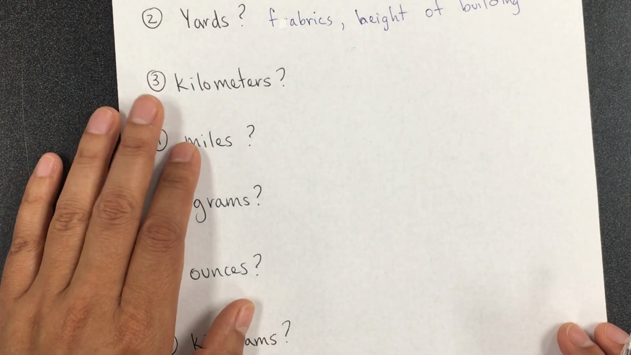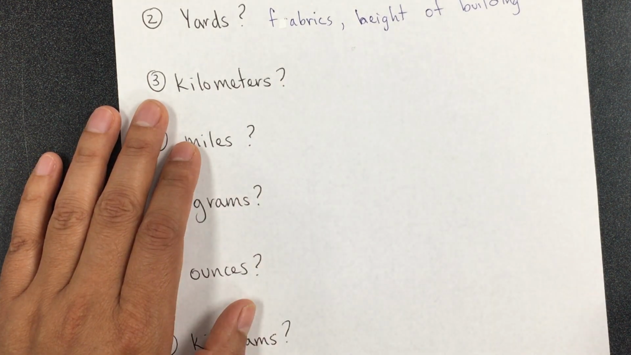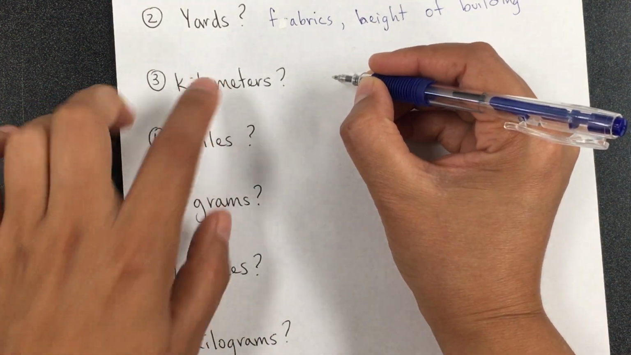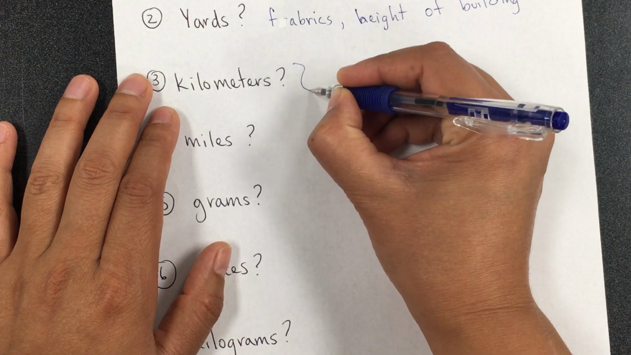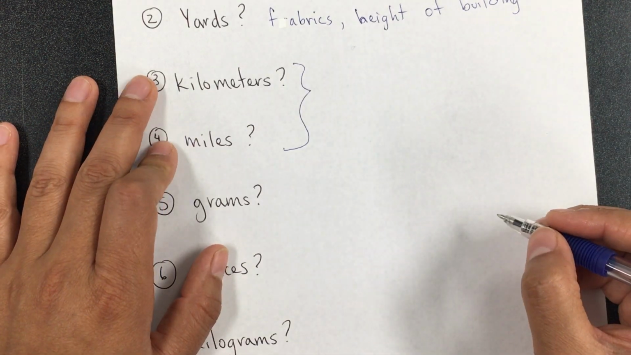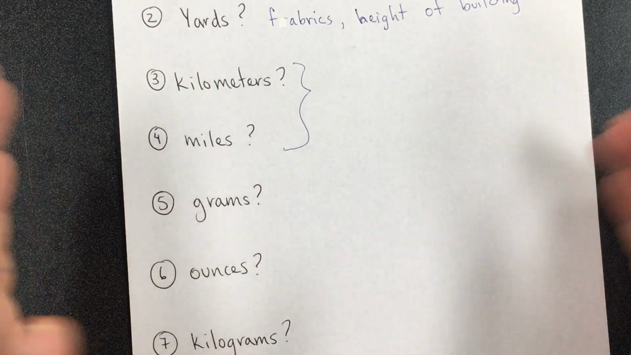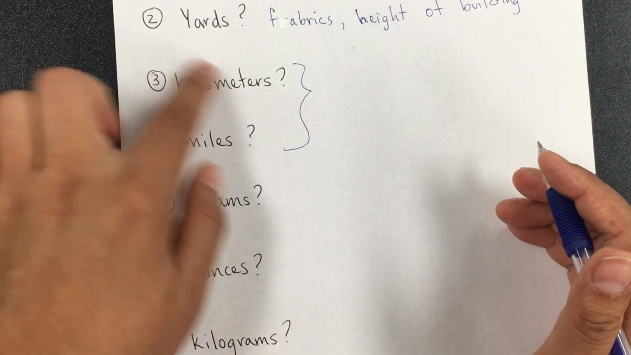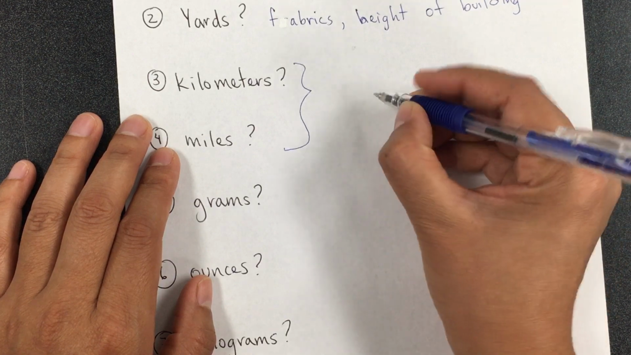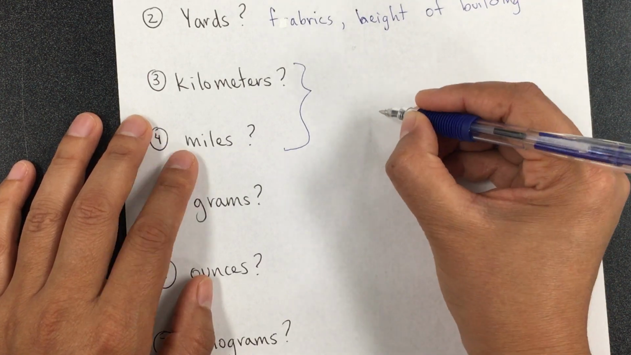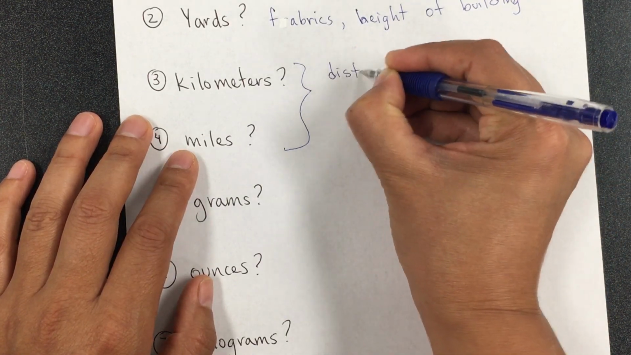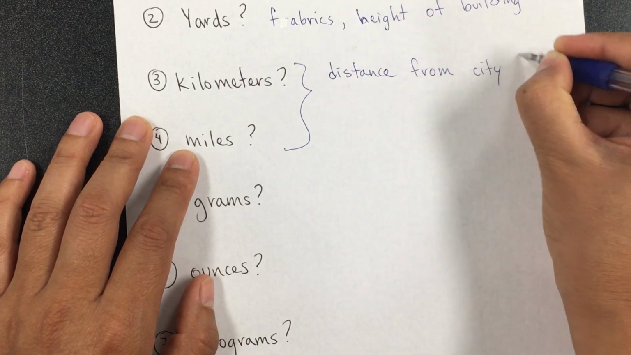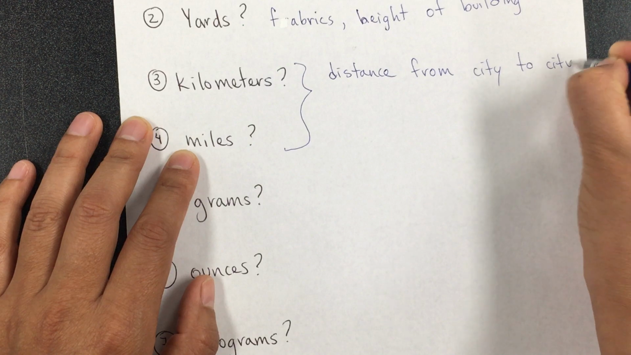Kilometers are longer distances, and so we could say even kilometers and miles. I think I'm gonna put them together because they are very similar. Again, they range in the big or small unit. Okay, so these are the bigger units, and so it's distance from city to city.